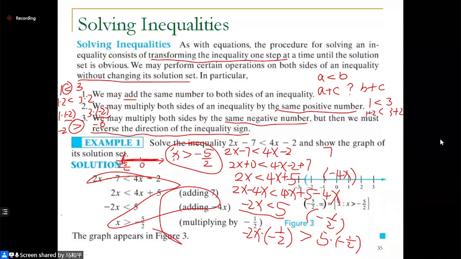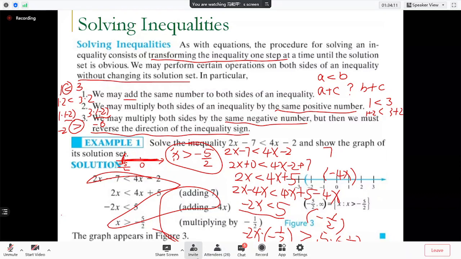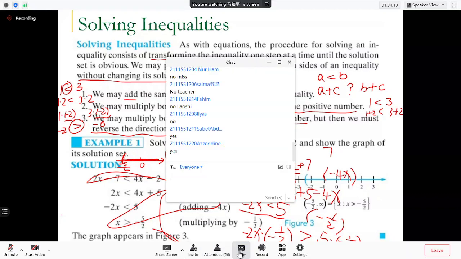Okay. So, I will give you an example. You solve it by yourself. An example, you can do it.